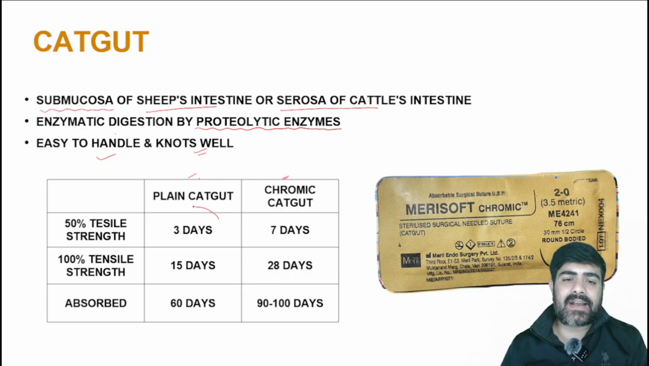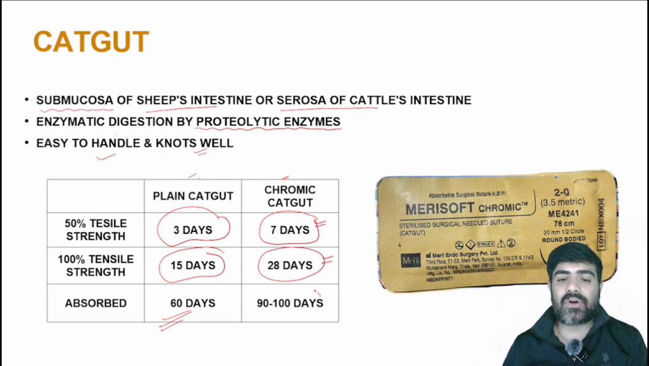So 50% tensile strength is left in 3 days, and 100% tensile strength is lost at 15 days, and it is absorbed in 60 days. Fine, whereas for chromic catgut, 50% tensile strength is left at 7 days, 100% tensile strength is lost at 28 days, and it is absorbed in 90 to 100 days.